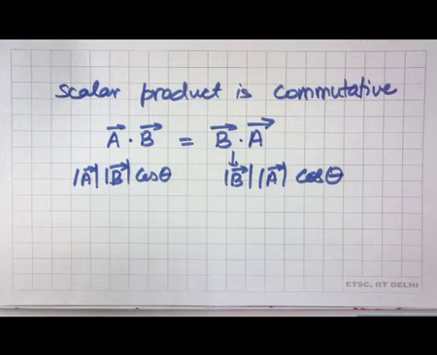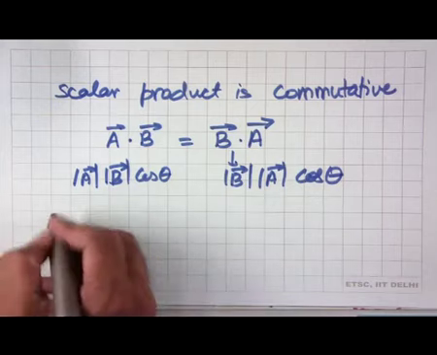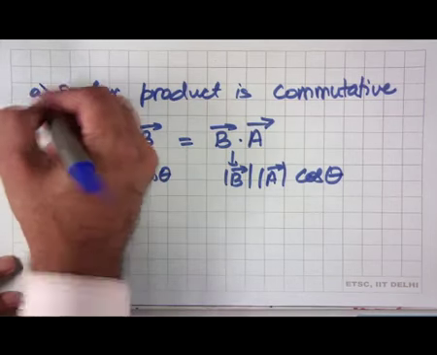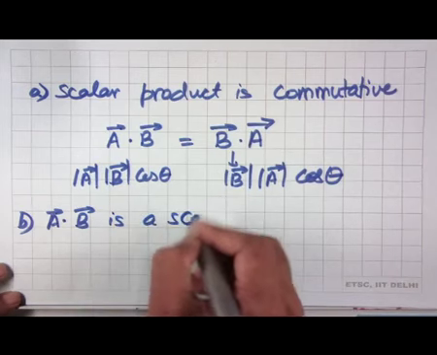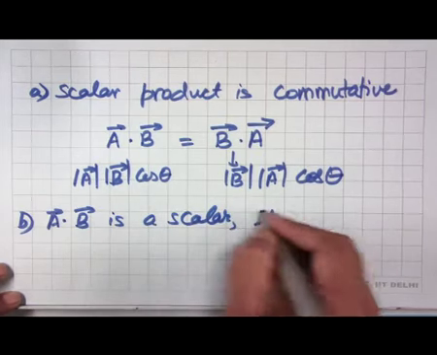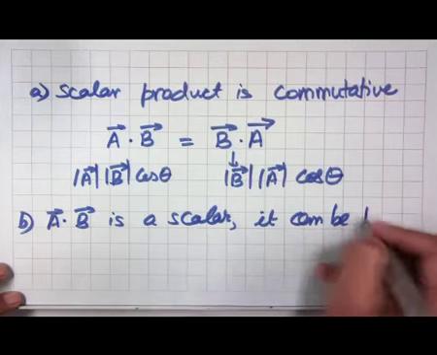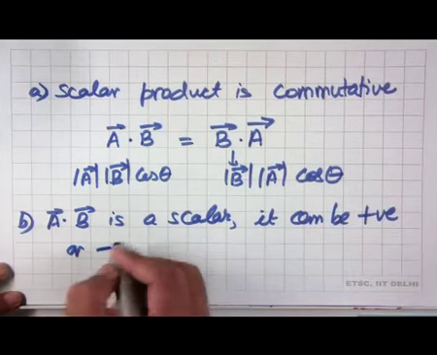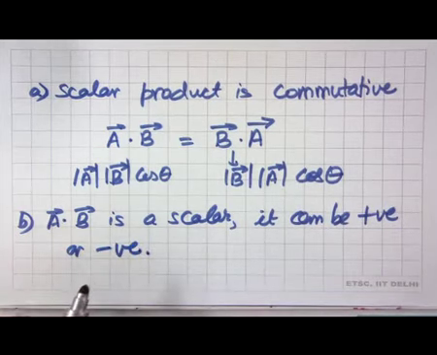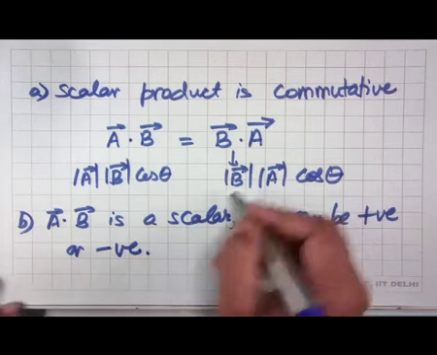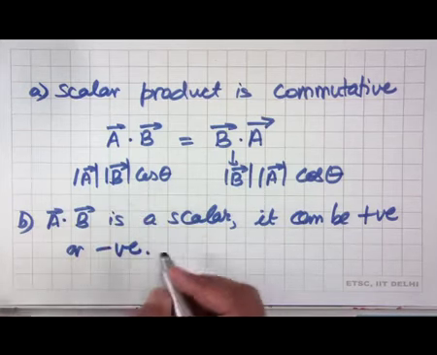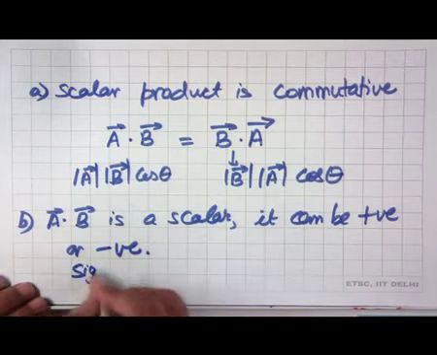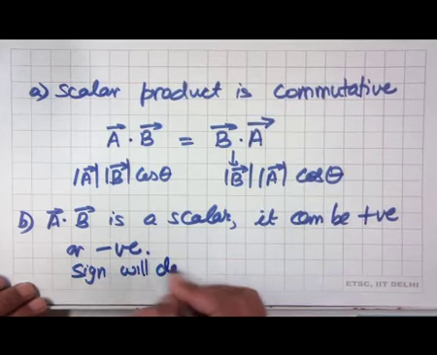Okay. Now, the second property we see is, while A dot B is a scalar, it can be either positive or negative. So, it can have a sign, and this will depend on the angle. Magnitude of A will always be positive, magnitude of B will always be positive. So, the sign will depend on angle theta.